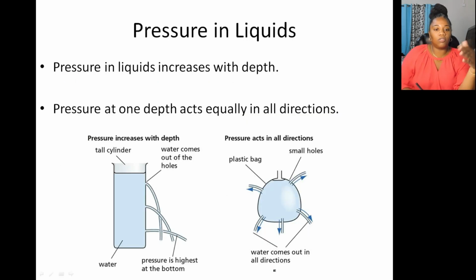Pressure in liquids increases with depth. Pressure at one depth acts equally in all directions. So if you look at it from here, of course the force applied here will be less than the force applied here, because at this point it's much less water acting at this point, right? Much less. However, as more water gradually increases coming down here, you feel a greater force, right? And therefore the pressure would be greater here, and it's the same thing here. Pressure is greatest, right?